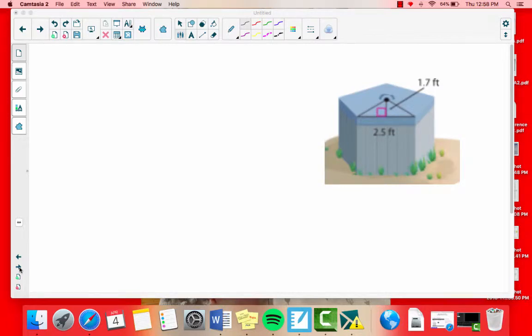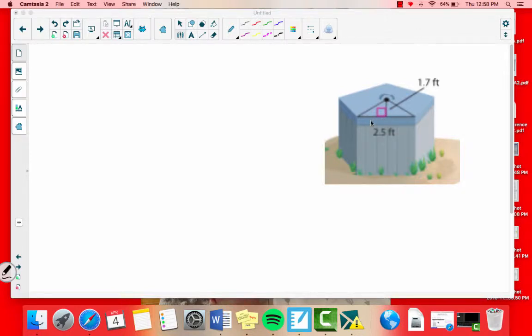In this first example, we're going to be looking at the area of the cover that goes over this hot tub. To do this problem, you have to look at what you're given. And we look at this picture and we notice that they give us a side length of 2.5, and they give us an apothem length of 1.7.